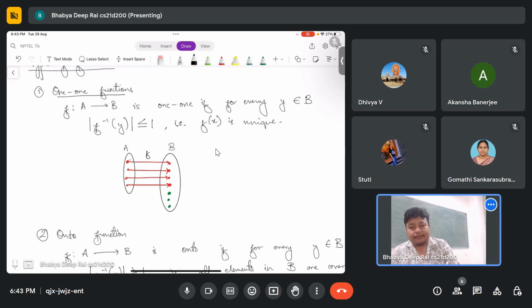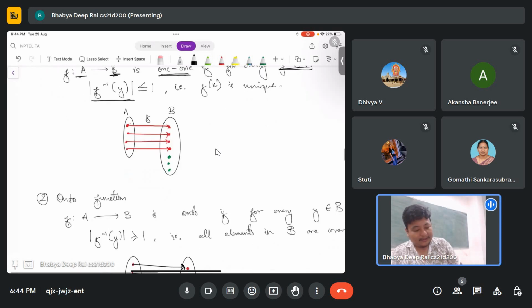1-1 functions. By the behavior of how they map, we can segregate functions into different types. 1-1 functions are technically defined this way. If f is a function that maps from set A to set B, it is called 1-1 if for every y in B, the people who map to y, the inverse, is less than or equal to 1, at most 1 person. That is, f of x is unique. It could be 0 also. Note that this means that f inverse could be 0 also, that is, no people mapped to it.